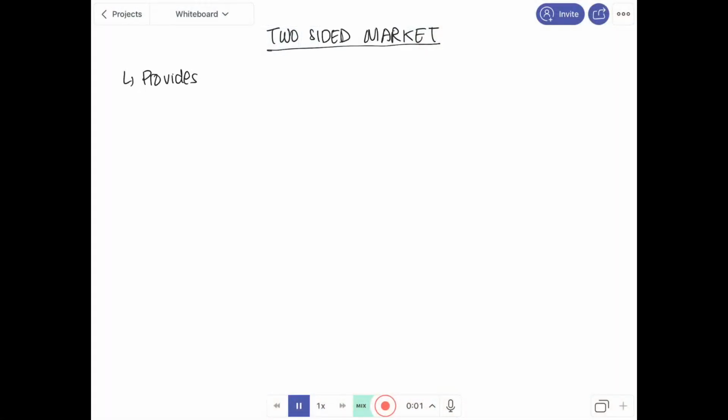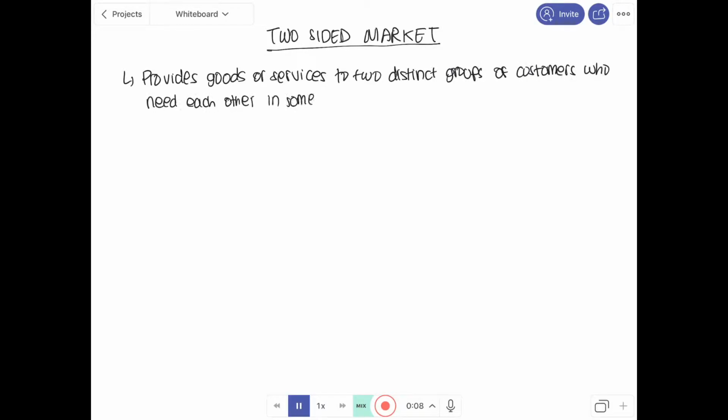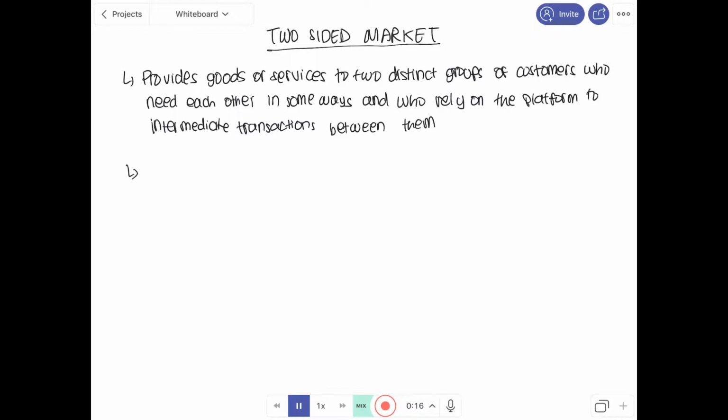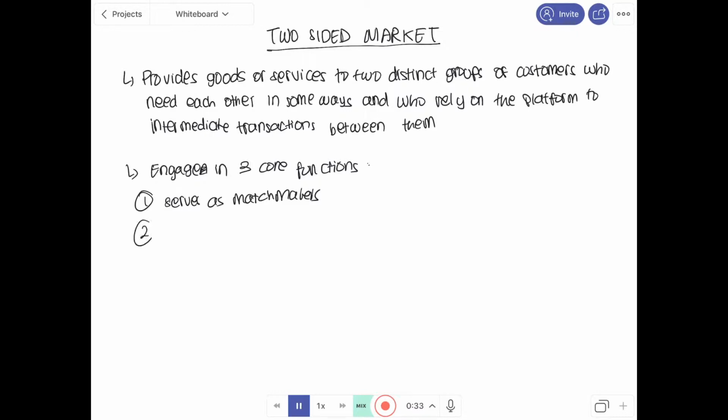A two-sided market provides goods or services to two distinct groups of customers who need each other in some ways and who rely on the platform to intermediate transactions between them. This market engages in three core functions. The first one is serving as a matchmaker. What does it mean? It means that it facilitates exchange by making it easier for members of each group to find each other. For example, eBay.